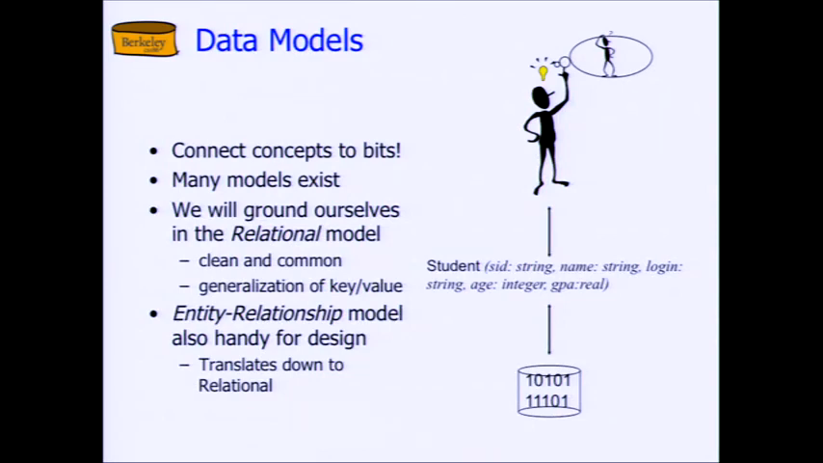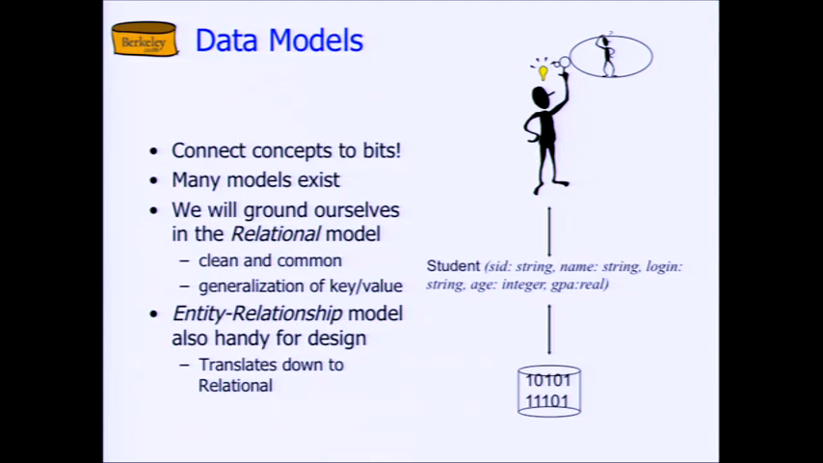So data models, let's go back to them. Data models are cool. They connect concepts to like bits on the disk. It's actually a big philosophical deal. All right, this is how we talk about the world in a way that computers can compute on. There are many ways. There are many data models, as I said. We're going to ground ourselves in the relational model because it's clean and common. It's a more generalized version, if you will, of key-value pairs.